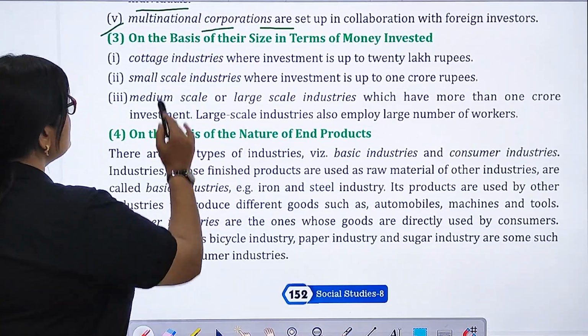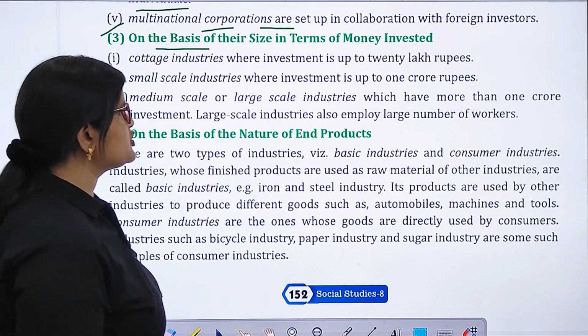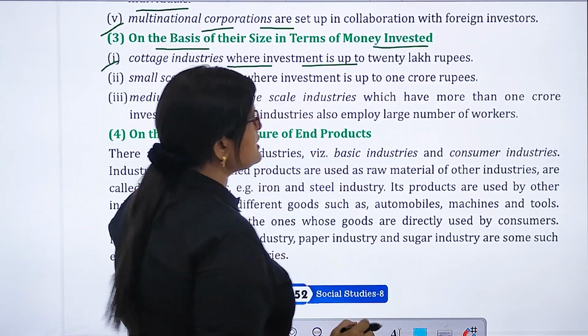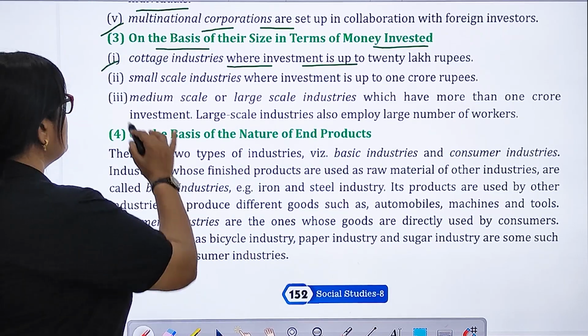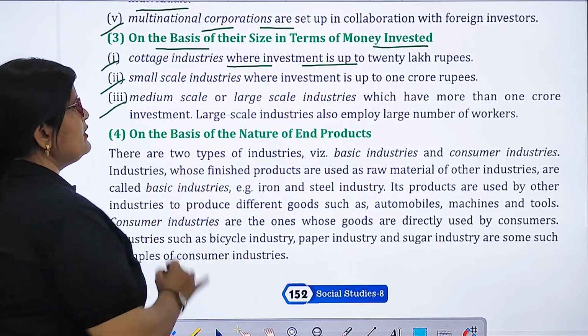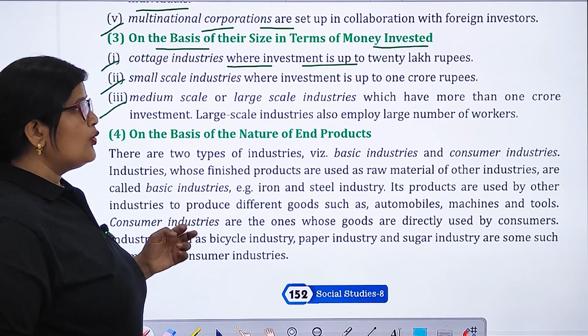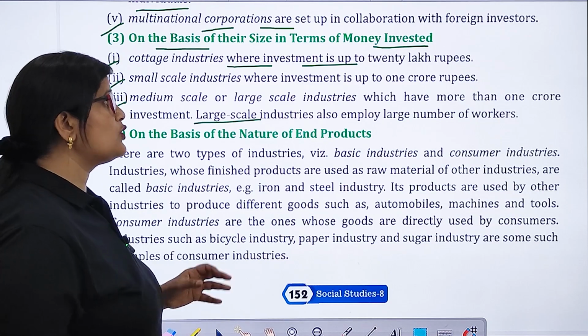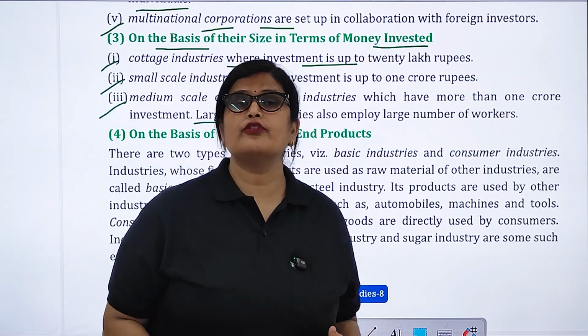Number 3, on the basis of their size in terms of money invested. Cottage industries where investment is up to 20 lakh rupees. Okay, small scale industries where investment is up to 1 crore rupees. Medium scale or large scale industries have more than 1 crore investment. Large scale industries also employ a large number of workers.